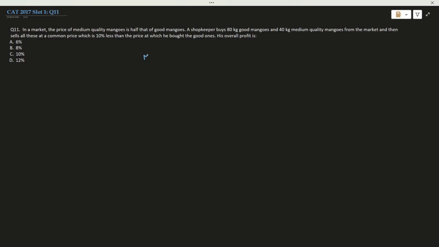So we have medium quality mangoes and we have good quality mangoes, and we have the cost price per kg. Let's say this is 2x, so this will be x, because half of good quality mangoes. What is the quantity that the shopkeeper has bought? 40 kgs medium quality and 80 kgs. So what is the total? Total is 120 kgs.